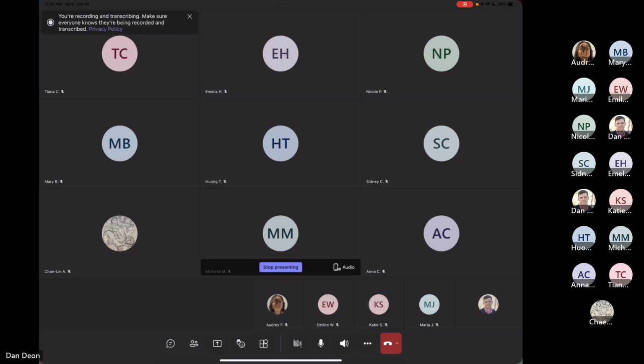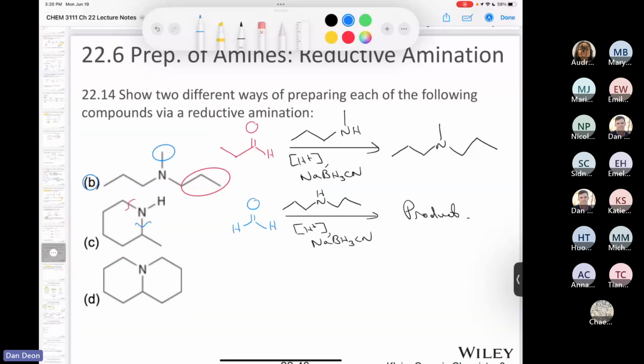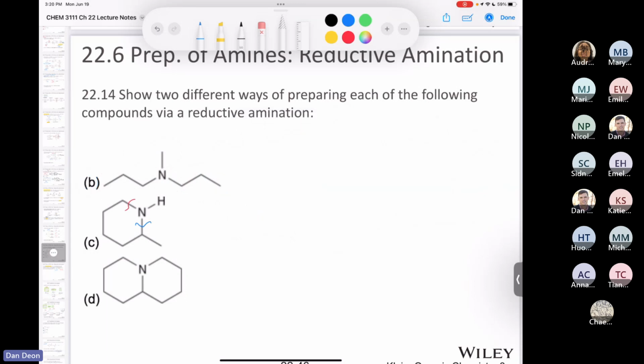Okay, there we go. So we left off somewhere around here, and we said, well, how are we going to make the compound in C by reductive amination? Just in the interest of real estate here, I'm going to delete what I had in the previous video, and we'll give C a shot. If we made the disconnection where I have the red bond broken, retrosynthesis would look something like this. We would have a secondary amine like this.